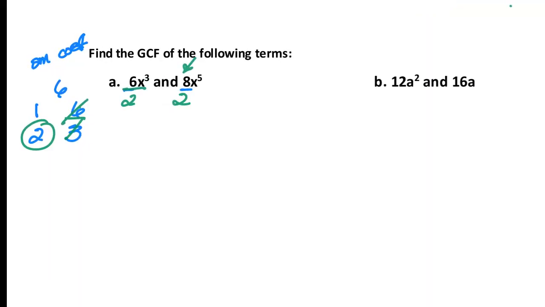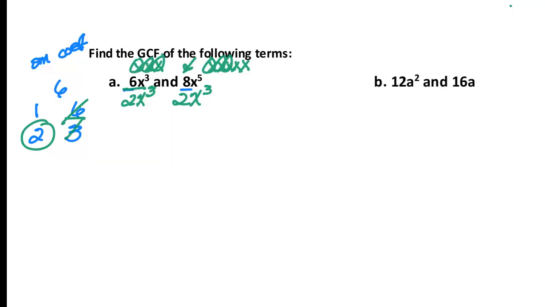So now we're done with our coefficients. Now we're looking at our variables. We have x to the third and x to the fifth. This has 3 x's that we're multiplying together. This has 5. What is the most that we can take equally from both of them? 3, right? So we are going to divide by x to the third on both sides, because we can take 3 here and we can take 3 here. And it's the common factor. It has to be the same for both.